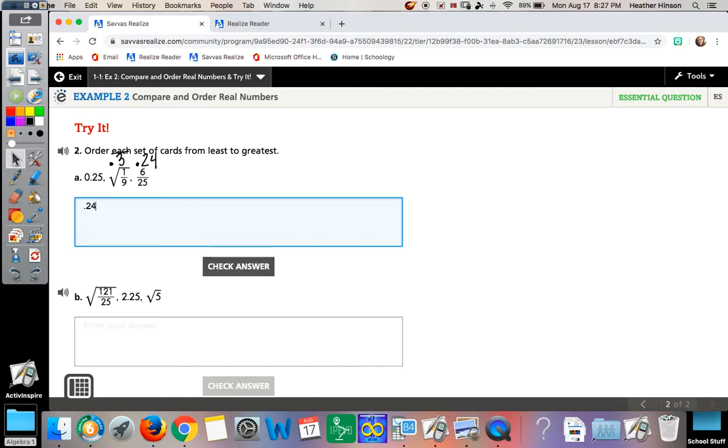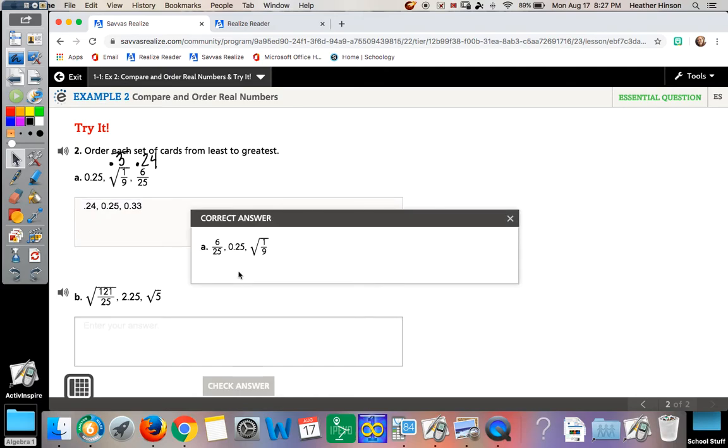So I'm going to put 0.24 first, and then 0.25 is next. And last would be our 0.3 repeating, which would be 33 cents if you kept repeating it. And that's exactly what it gave us. That 0.24 was 6 over 25, and that came first, which we did. 0.25 came second, and then that square root came last. And that's what you got here.